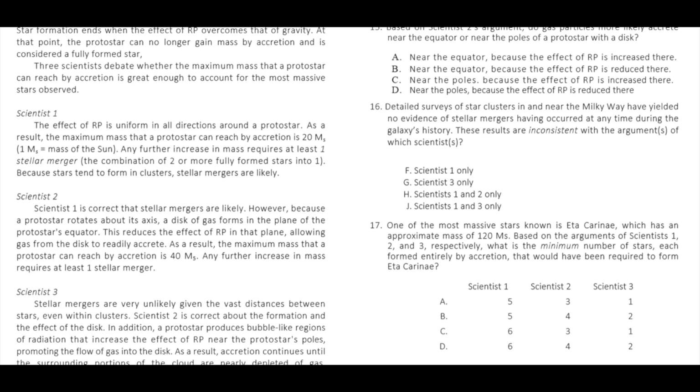Next up, we have question 16, which asks, detailed surveys of star clusters in and near the Milky Way have yielded no evidence of stellar mergers having occurred at any time during the galaxy's history. These results are inconsistent with the arguments of which scientists?